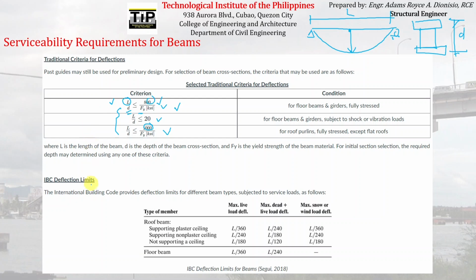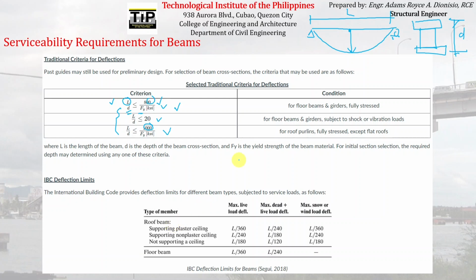Okay? If you will be referring to the IBC deflection limit, IBC stands for International Building Code. So it's an international code, obviously, from the name itself. That is actually one of the codes that our local code NSCP usually refers to, the International Building Code. The International Building Code provides deflection limits for different beam types subjected to service loads as follows. So ito yung mga makikita nyo sa IBC deflection limits.